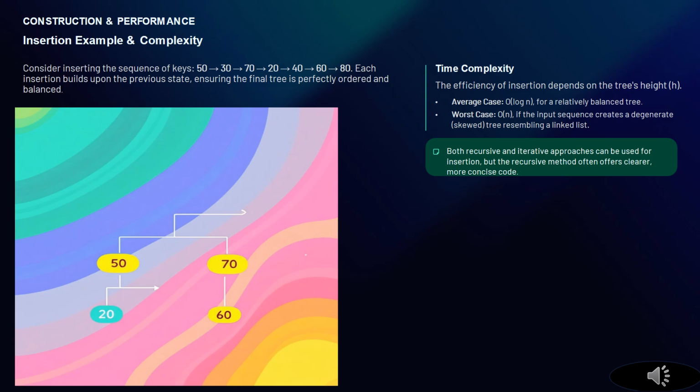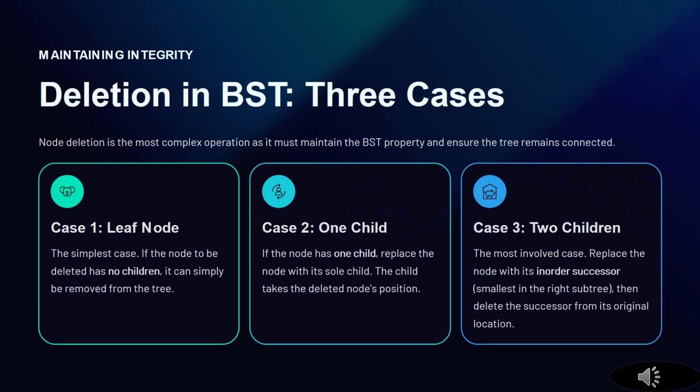Insertion efficiency depends on the tree's height, O(log n) for a balanced tree, but it can degrade to O(n) if the tree becomes skewed like a linked list. Both recursive and iterative insertion methods exist, though recursion often provides simpler code.